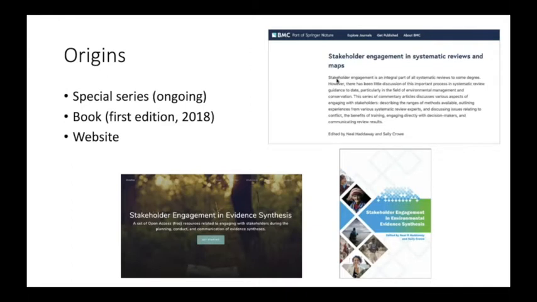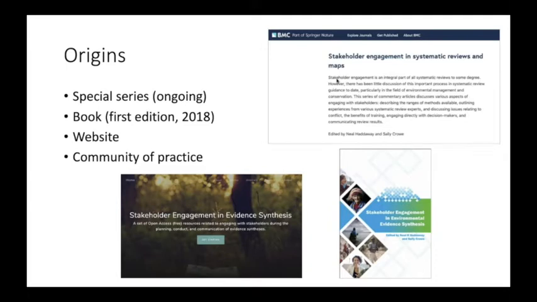And in addition, we've put together a website that has all of these papers, the book, the webinars from the GESI webinar series, and some other really useful resources. So we wanted this to be a one-stop shop for anybody interested in stakeholder engagement and evidence synthesis. So we're really open to putting more information on there as well. And that website link is at the end of the presentation as well.